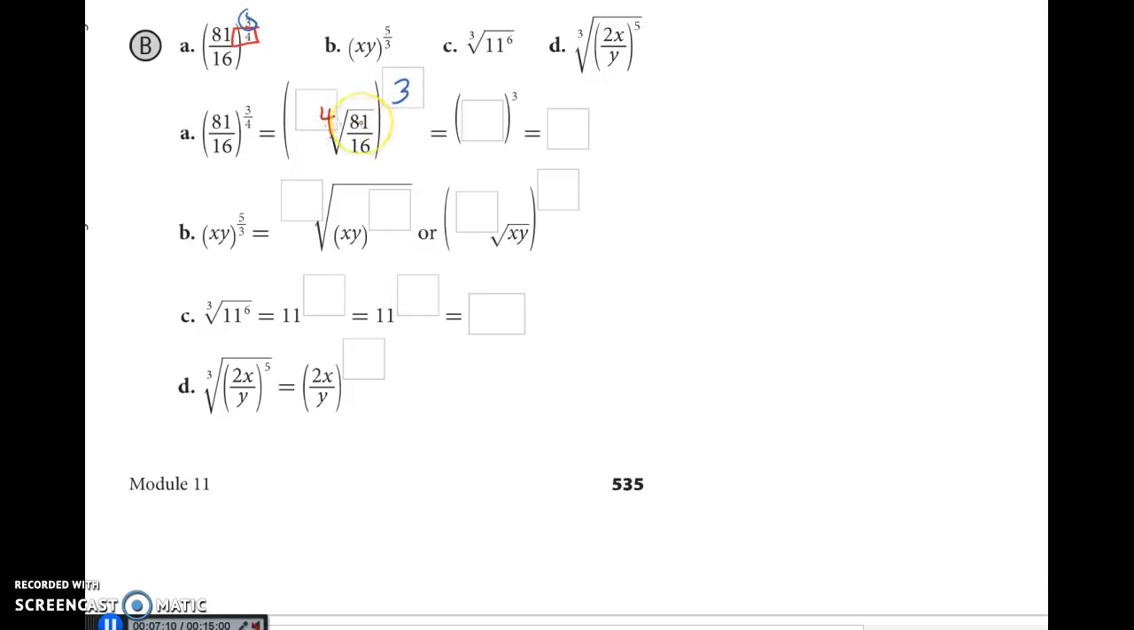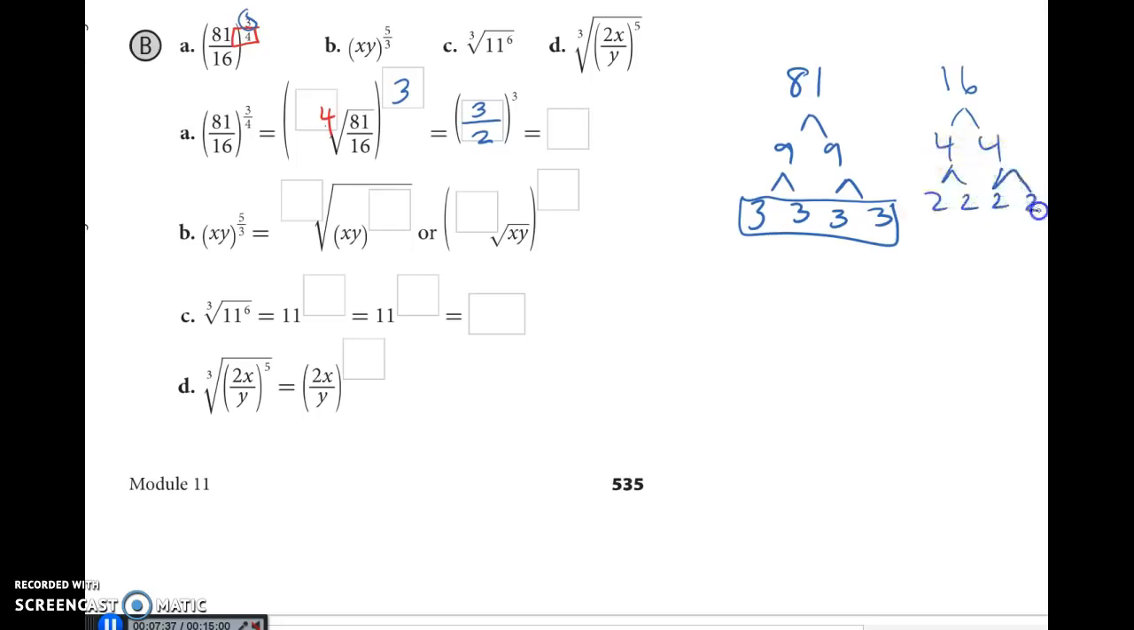So the 4th root of 81 is 3, and the 4th root of 16 is 2. And the way that I knew that was 81 is 9 times 9, and 9 is 3 times 3. So when you're looking for the 4th root, you're looking for what repeats 4 times, and that was a 3. Like 16 is 4 times 4, which is 2 times 2 times 2 times 2. And so 2 repeated 4 times, that's why the 4th root of 16 is 2. And now if I cube 3, I would get 27. And if I cube 2, I would get 8. So my answer here is 27 over 8.